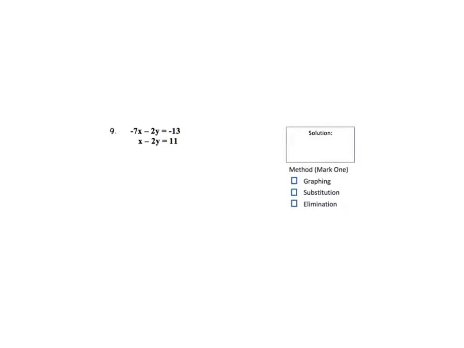For problem number 9, I'm going to solve it using the elimination method. I see that it's already in standard form and set up for that, and I'm going to look at canceling out my y's. When I choose which equation to use multiplication on, I'm going to need to multiply by a -1 somewhere. Noticing that the first equation has a bunch of negatives in it, I'm going to multiply that equation by -1. That will be rewritten as a positive 7x plus a positive 2y equals a positive 13.